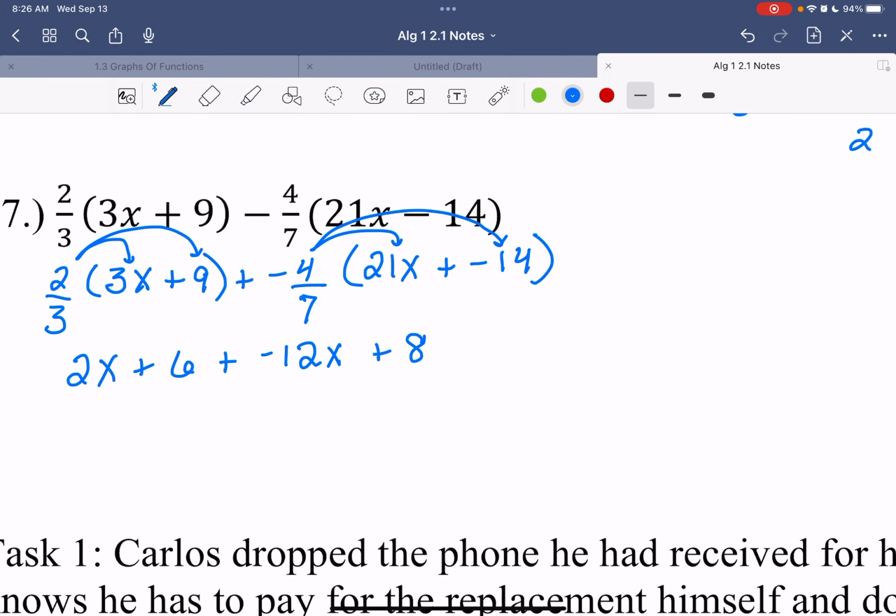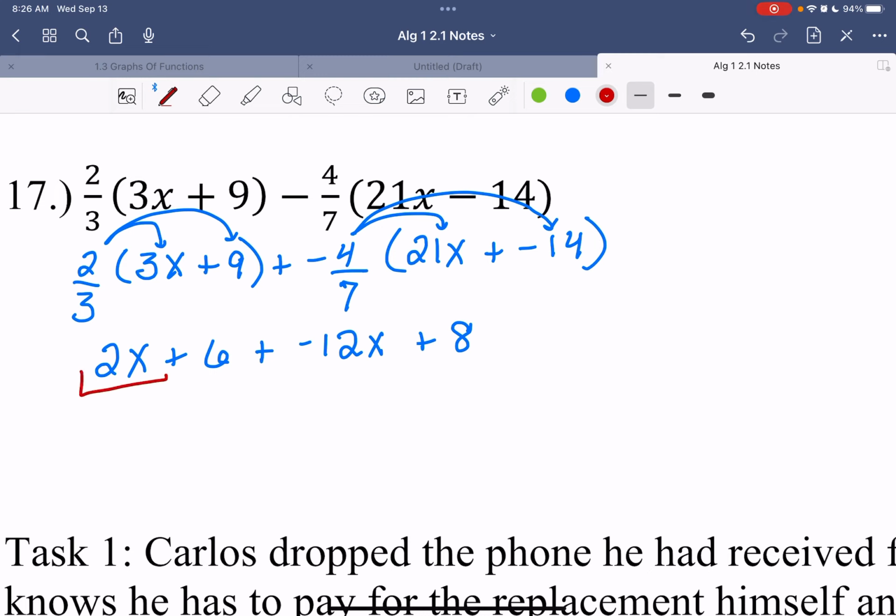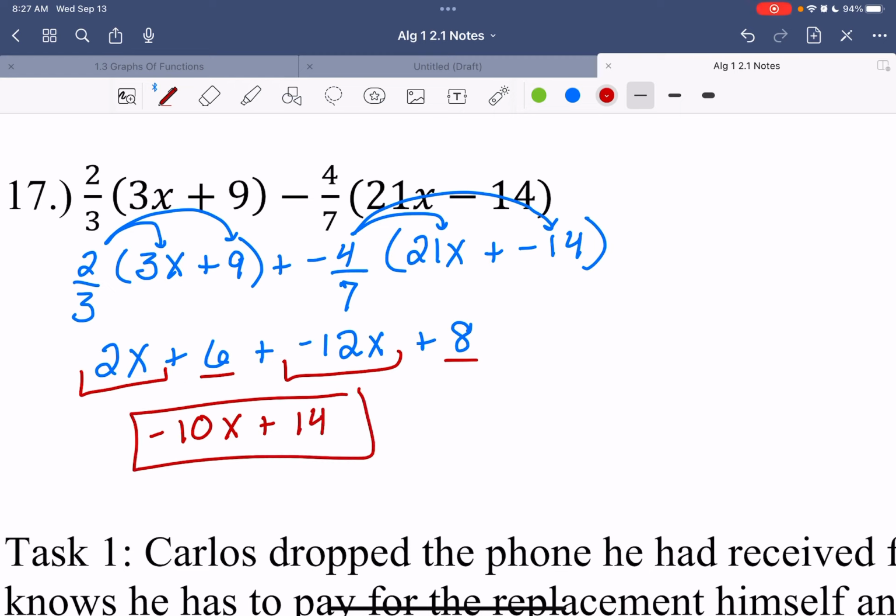Plus 8. Now again, everything's addition, so I can go ahead and add my like terms. So 2x plus negative 12x is negative 10x. Plus 6 and the 8 gives me 14. Negative 10x plus 14.